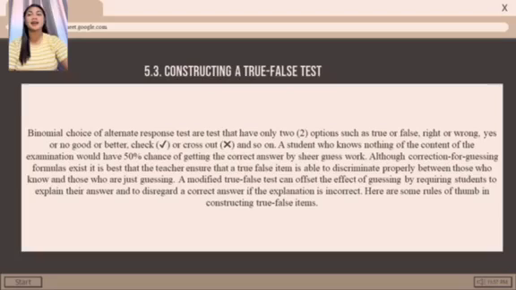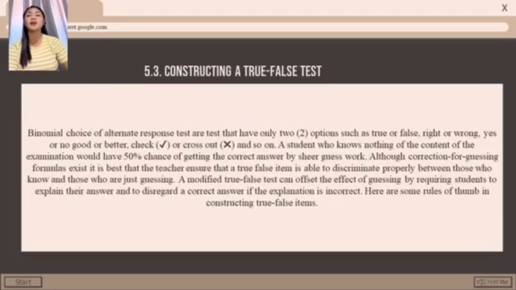Constructing a true or false test. Binomial-choice or alternate-response tests are tests that have only two options, such as true or false, right or wrong, yes or no, good or better, check or cross out, and so on. A student who knows nothing about the content of the examination will have a 50% chance of getting the correct answer by sheer guesswork. Although correction-for-guessing formulas exist, it is best that teachers ensure that true or false items are able to discriminate properly between those who know and those who are just guessing.